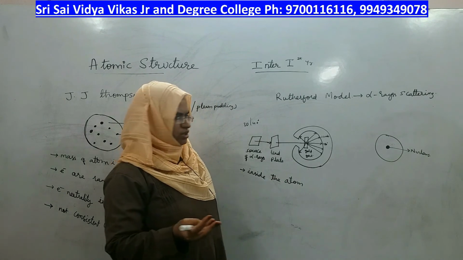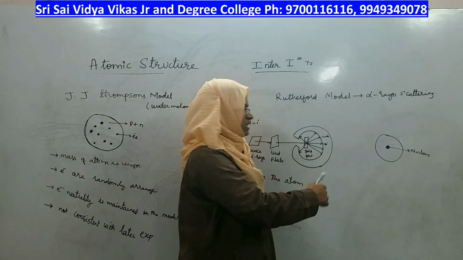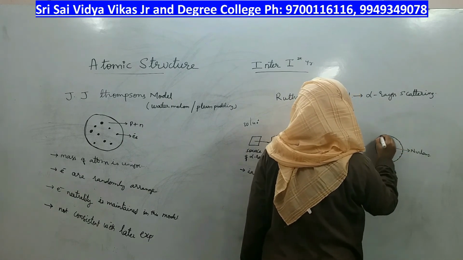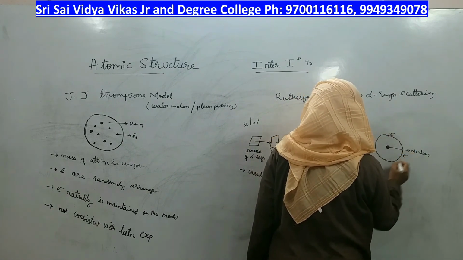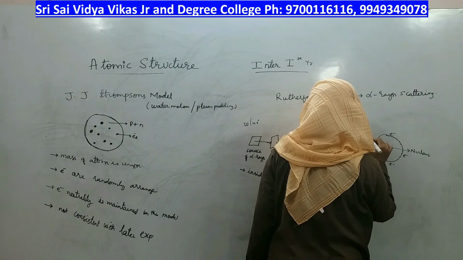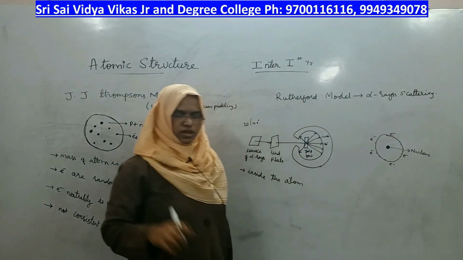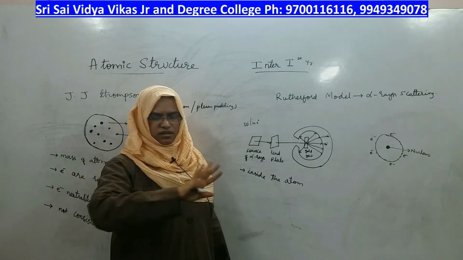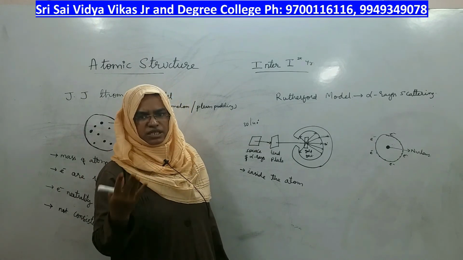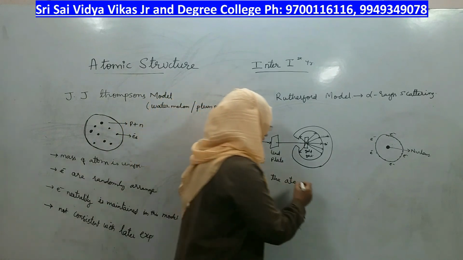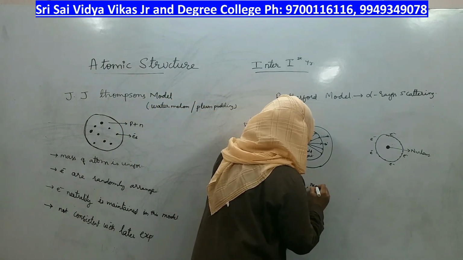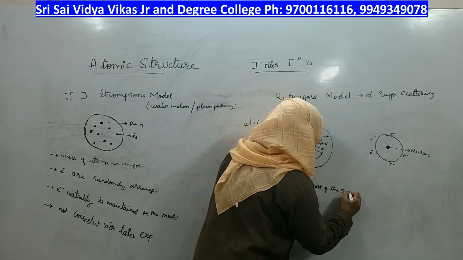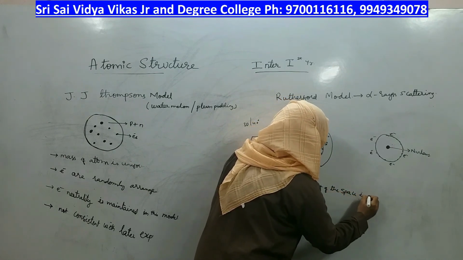Protons and neutrons together make the nucleus. What is left is electrons, which are at the boundary, revolving around the nucleus by some forces of attraction. Electrons are at the corner, the nucleus is in the center, and the remaining space inside the atom is empty, right? Inside the atom, most of the space is empty.